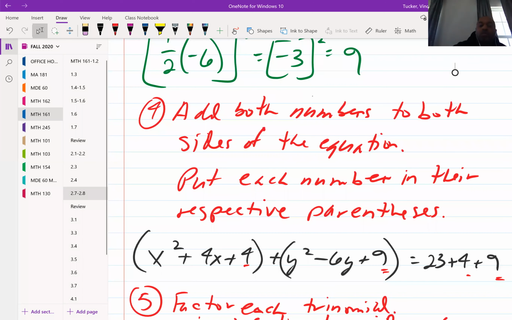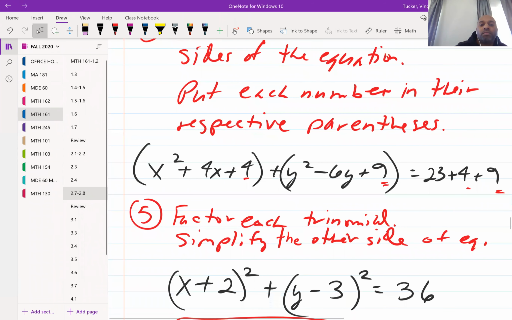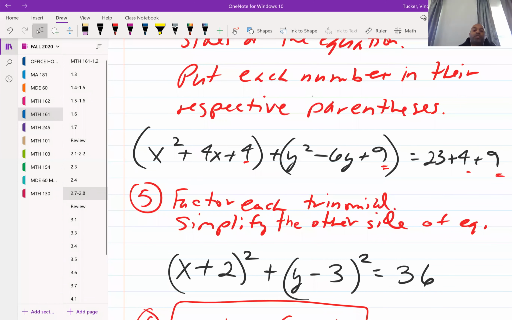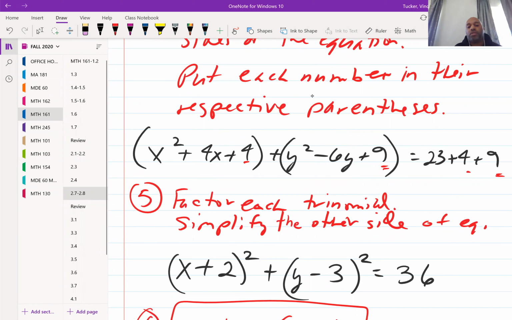All right, so we can factor each trinomial. Hold on, everybody done before? If I scroll up some. Okay, so we can factor each trinomial. Remember, if you have trouble factoring, remember the way the completing the square process works. Whatever half this was is what goes here. So half of 4 gives me that plus 2. Whatever half of negative 6 is goes right here. Half of negative 6 is negative 3. So we factor those trinomials, x plus 2 squared, y minus 3 squared, and then of course 23 plus 4 plus 9 gives me 36 on the right.